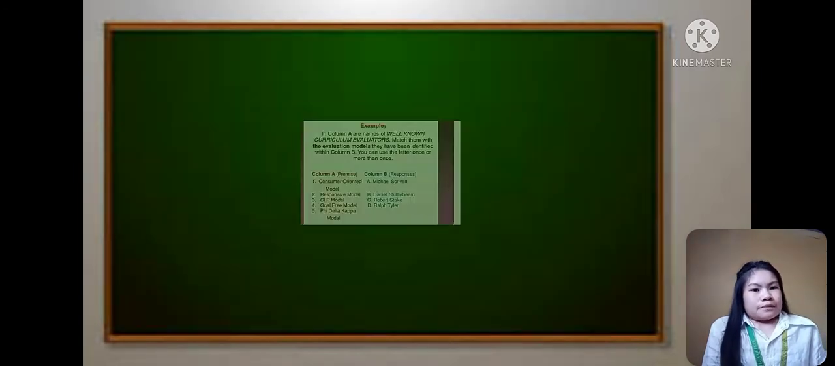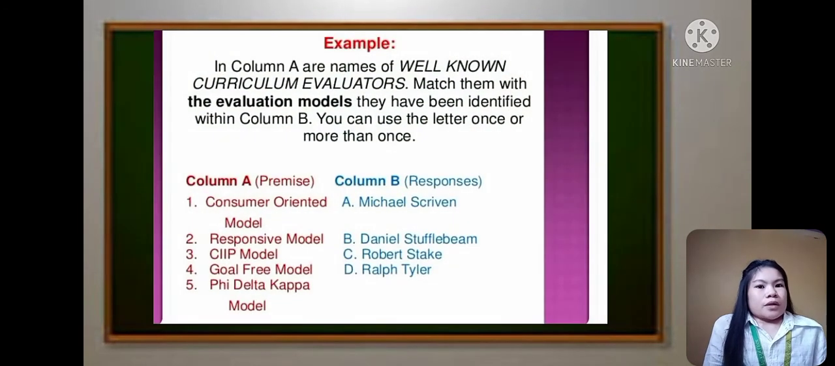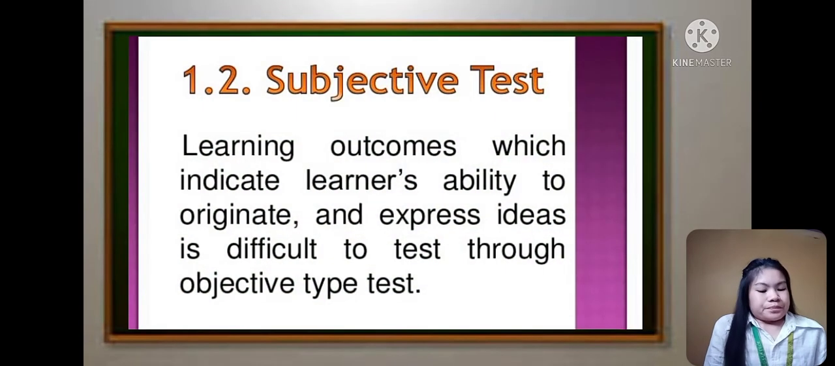Imperfect matching type. Here is the example. In column A are names of well-known curriculum evaluators. Match them with the evaluation models they have been identified with in column B. You can use the letter once or more than once. In column A is the premise and column B is the response.